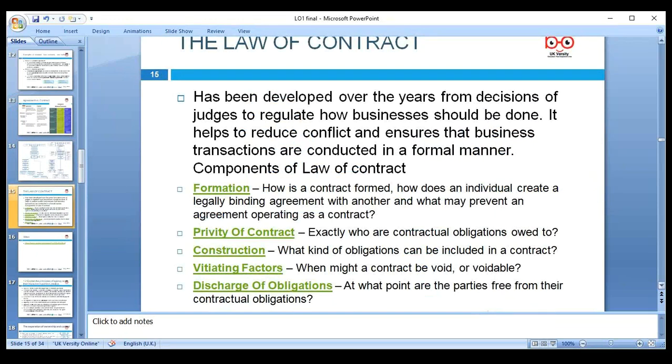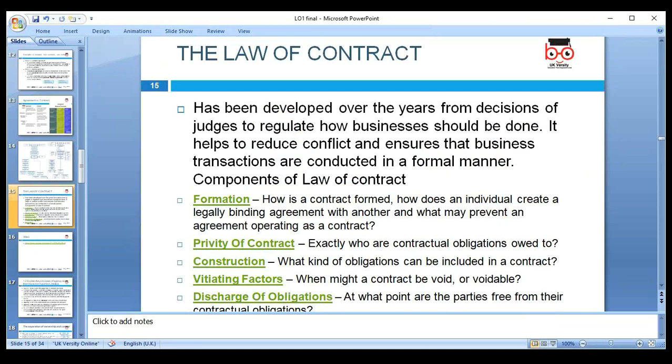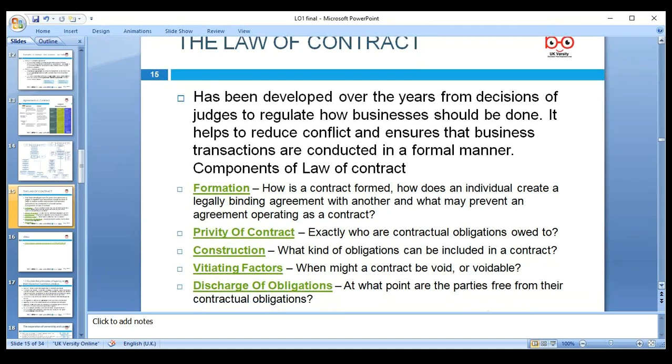Okay, next we're looking at how the law of contract has been developed over the years. Formation, we can look at privity of the contract. Yes, we need to look at construction, obligations, all these factors, and discharge of obligations. Especially contracts, we have a contract.